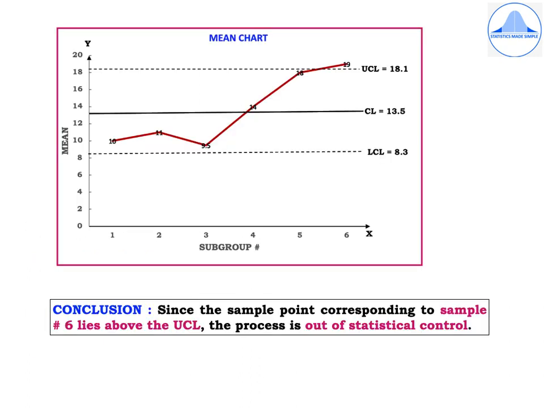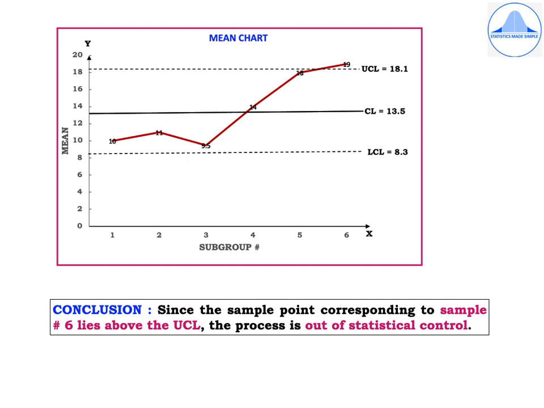The problem says to construct the mean chart and comment. So we have to draw the graph for this particular problem. On the x-axis, we take the subgroup number or the sample number from 1 to 6, and on the y-axis, we take the quality characteristic, that is the X bar values. So we have to choose an appropriate scale.